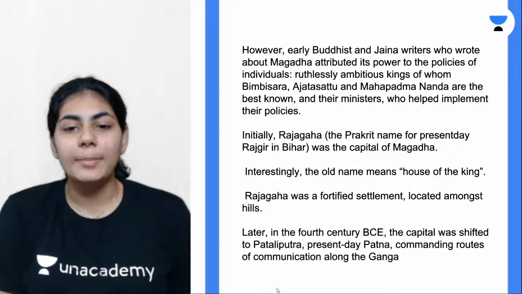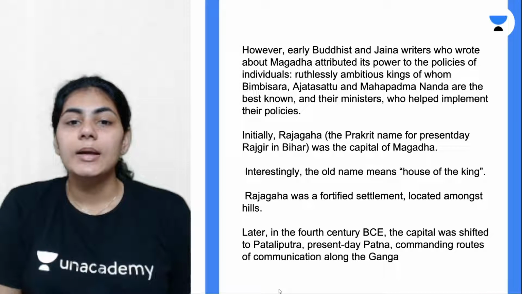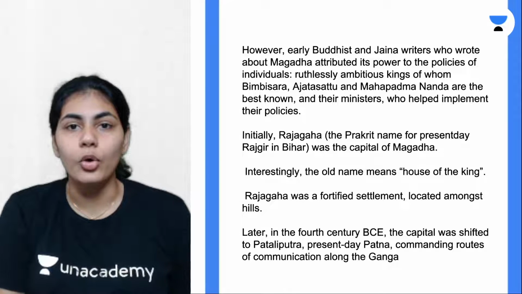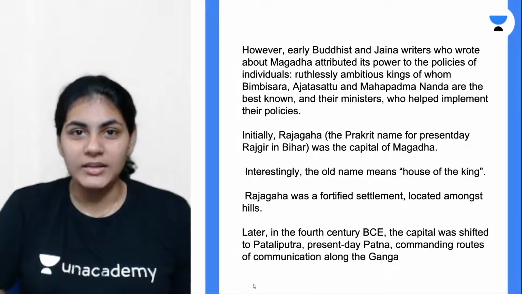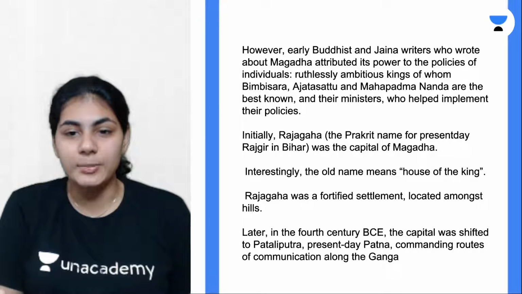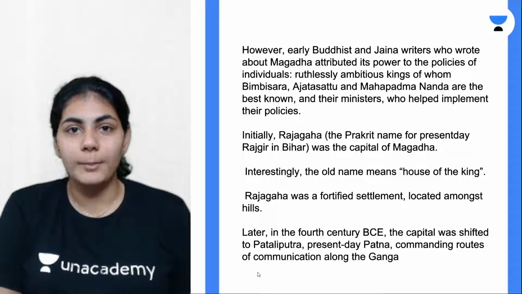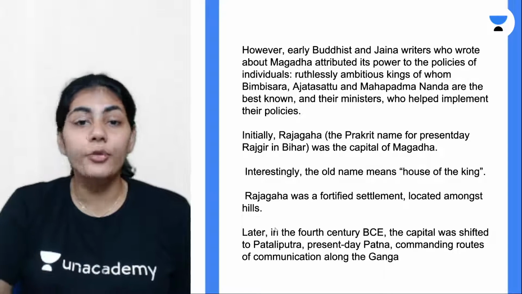But later, in the 4th century BCE, after 2 centuries, Rajagaha was no more the capital. Rajgir was not the capital anymore, but the capital was shifted to Pataliputra. What is Pataliputra? The present day Patna, the capital of present day Bihar, in those days was called Pataliputra. It has become the capital of Magadha. So the capital shifting happened in the 4th century BCE.